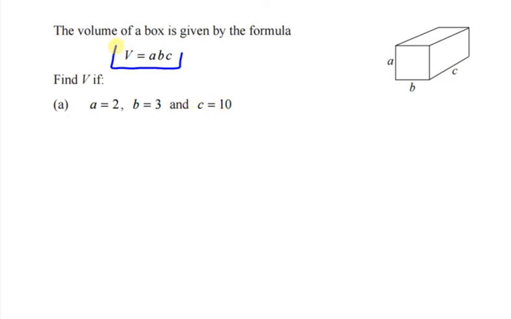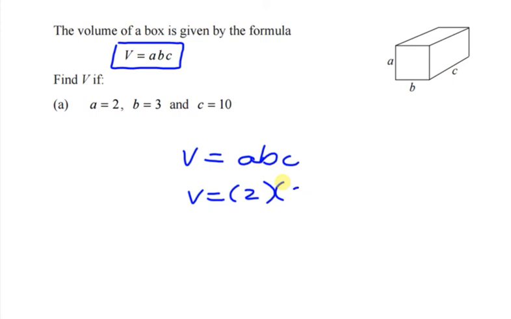Okay, this time we have a box and we're going to find the volume. So volume equals A times B times C. And again, you don't need the picture. You don't even need the words up here. All you need is the formula. V equals A times B times C. So V equals, instead of A, we're going to put 2, again, always in parentheses. Instead of B, we're going to put 3. And instead of C, we're going to put 10.